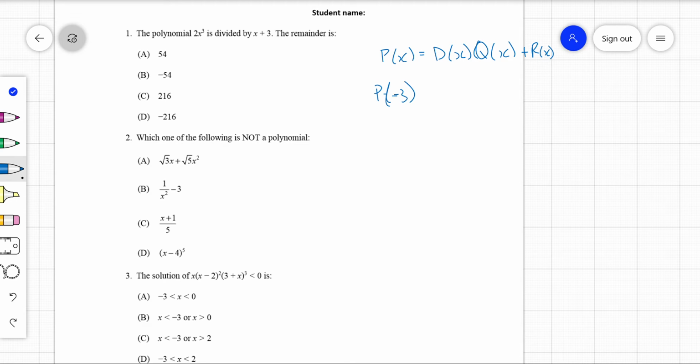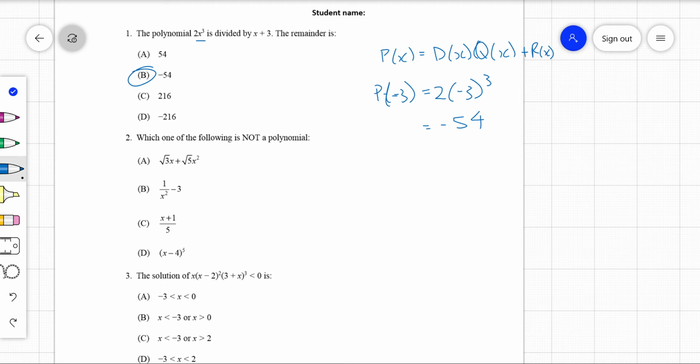which is the root, if x plus 3 is the factor, x equals minus 3 is the root. So p of minus 3 gives us whatever remainder we get. So let's have a look. We put 2 lots of minus 3 cubed, because that's the polynomial. Minus 3 cubed is minus 27, times 2 is minus 54, which is one of the answers.